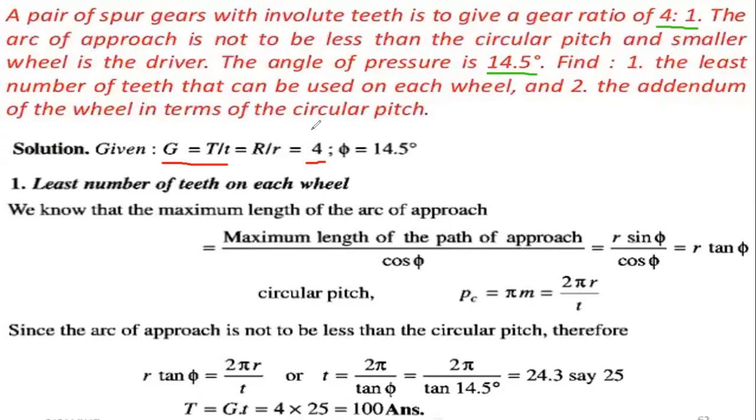Then the angle, that is the pressure angle, is given as 14.5 degrees. So the pressure angle is given as 14.5 degrees. Then first we need to find the least number of teeth on each wheel.